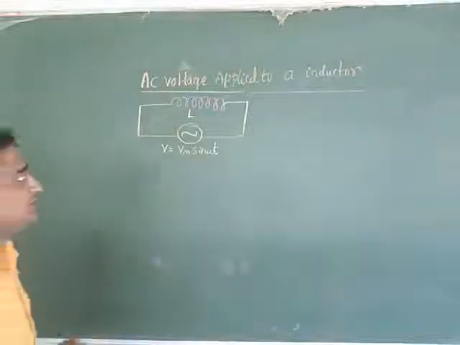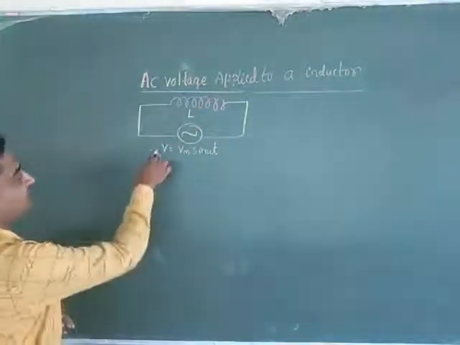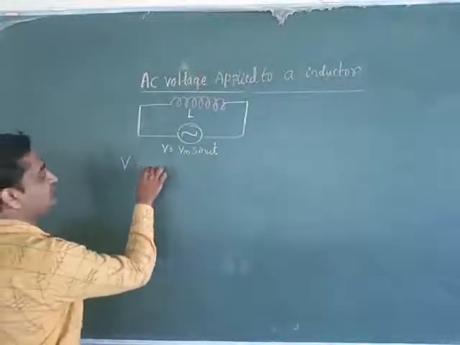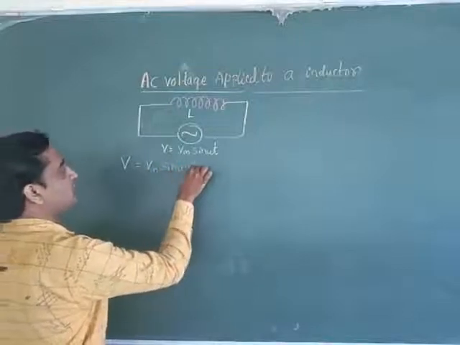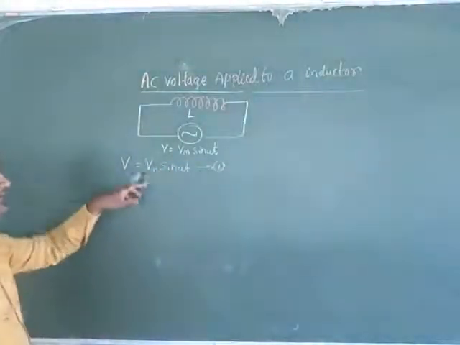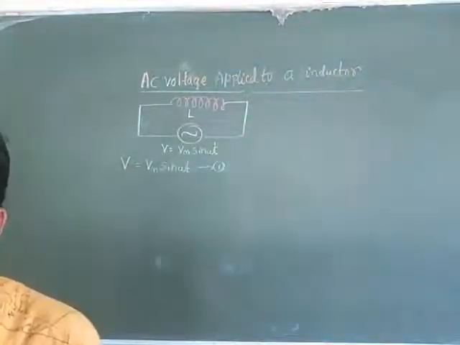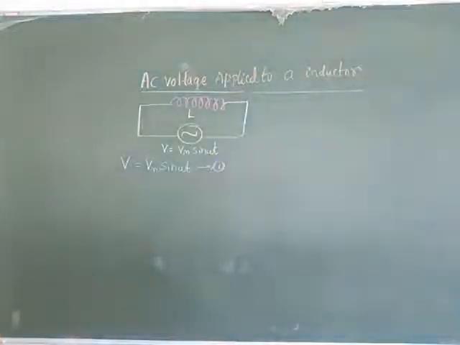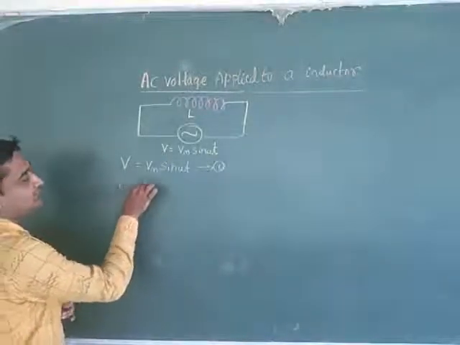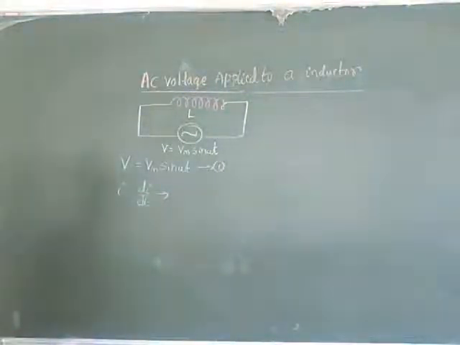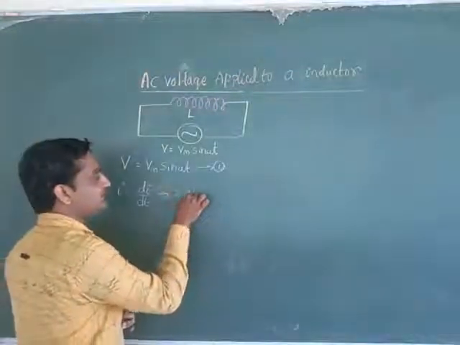The AC voltage applied to the inductor is given by V is equal to Vm sin omega t. So this is the applied AC voltage. Call this equation 1, where V is the instantaneous value of voltage and Vm is the peak value of the voltage. Now at any instant of time, the rate of change of current in the circuit is given by di by dt.